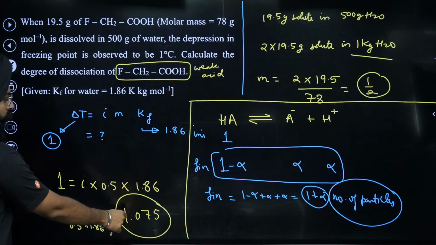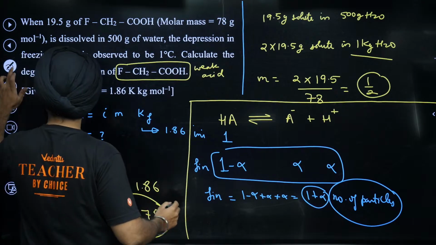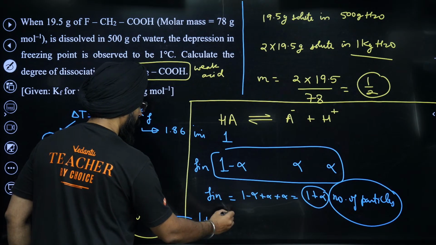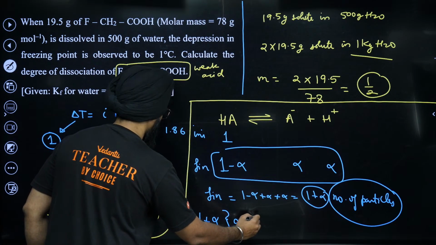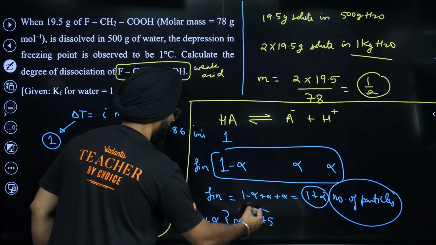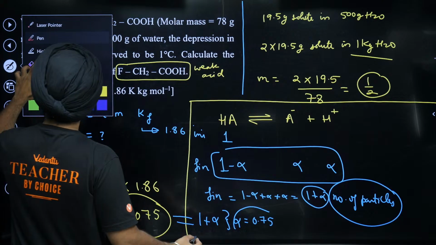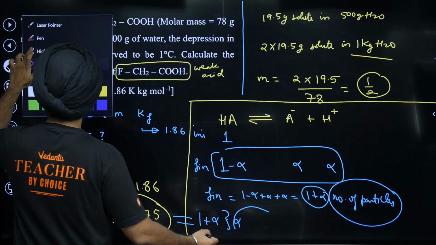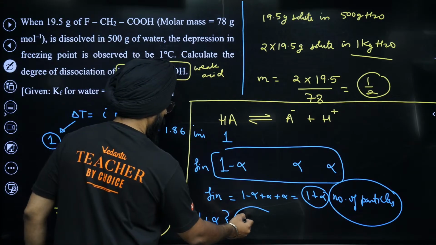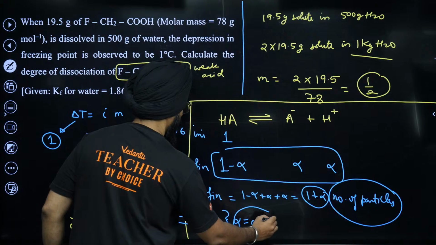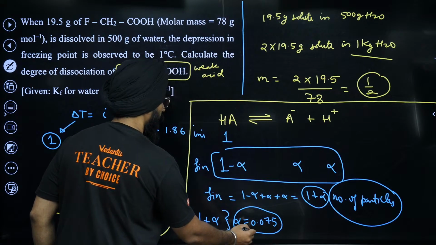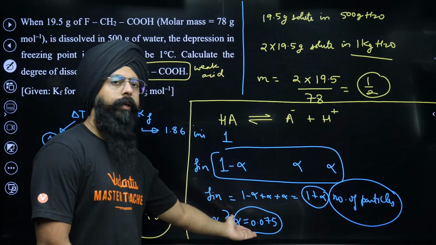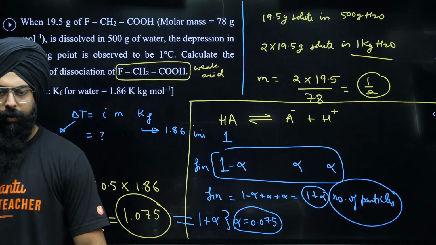So, people, this 1.075 is equal to 1 plus alpha. Can I say alpha is equal to 0.75? Sorry, 0.075. This alpha is equal to 0.075. That is your degree of dissociation.